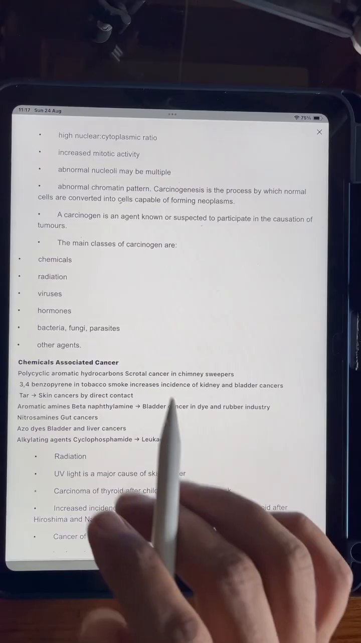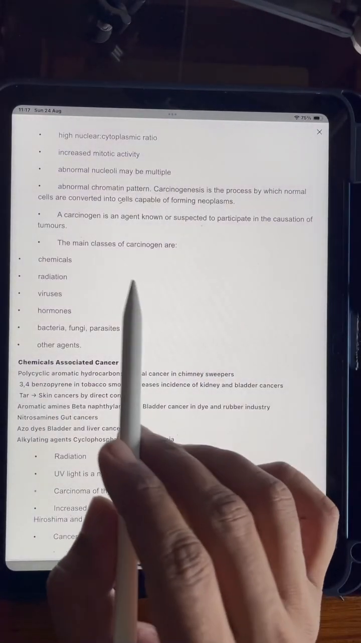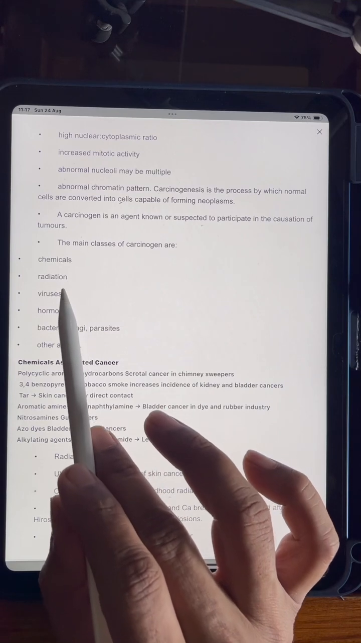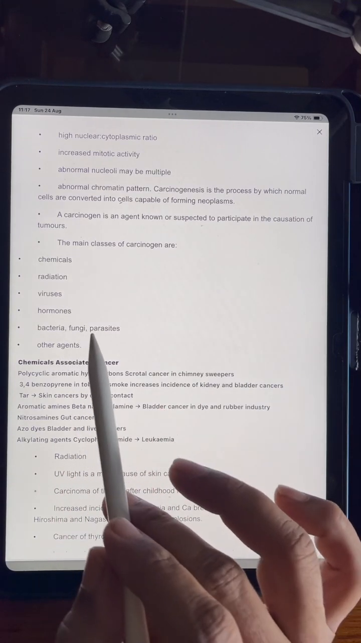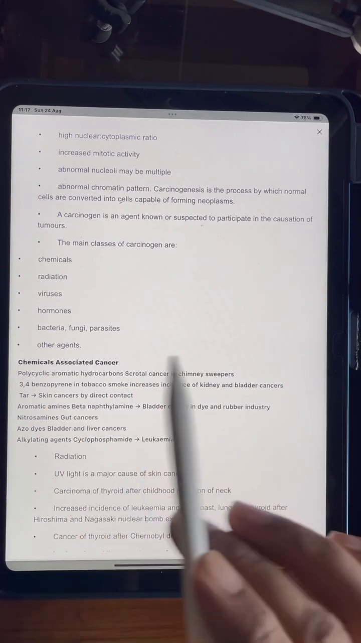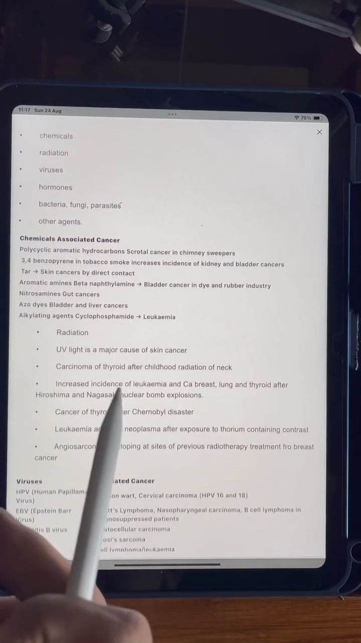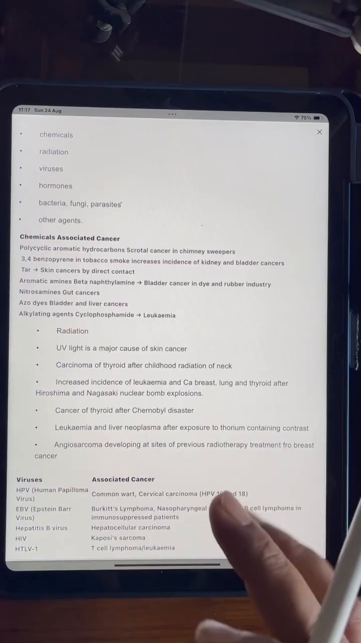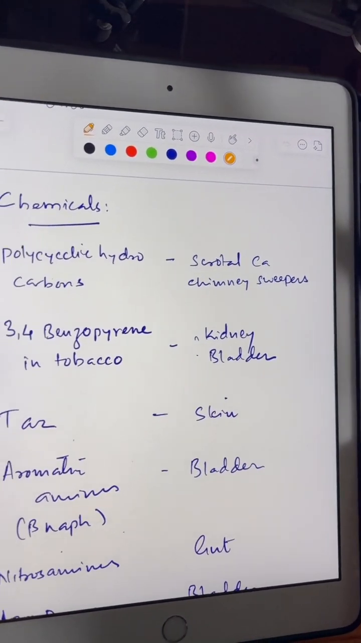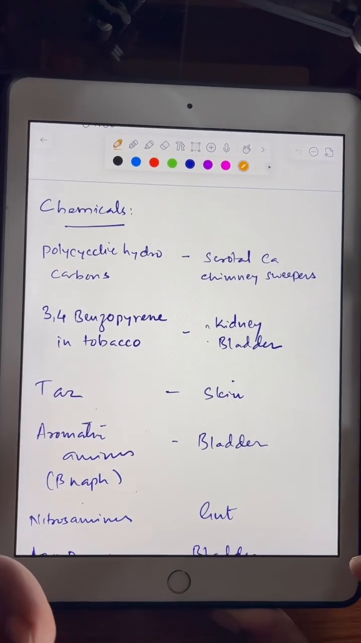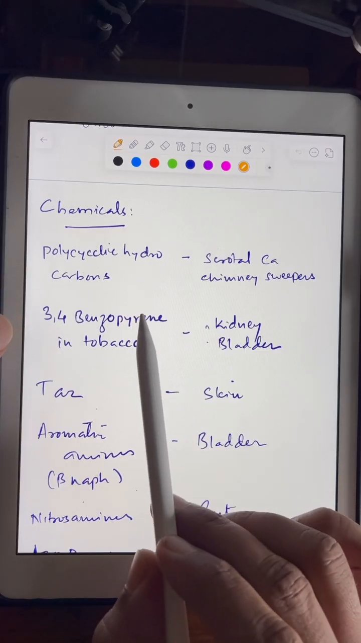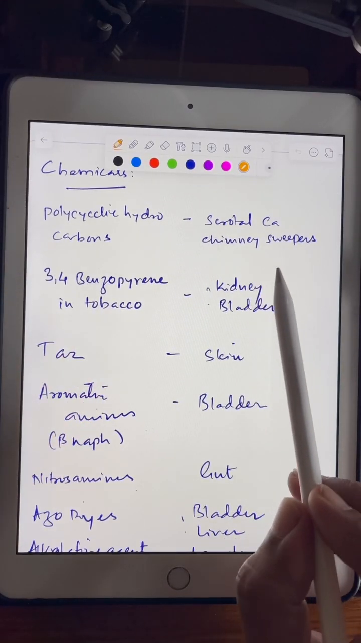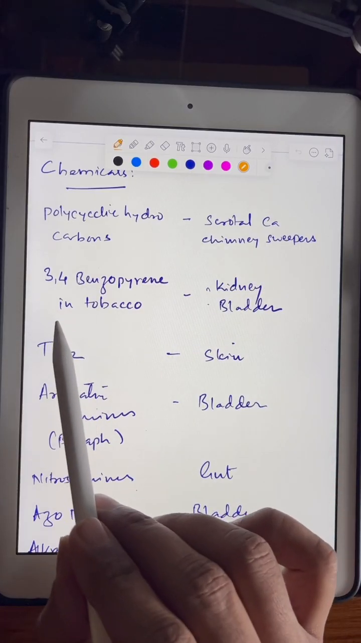Now the main causes of carcinogens. What are the classes of carcinogens? These can be chemical, radiation, viruses, hormones, bacteria, fungi, parasites. Now what are the chemicals that cause carcinogenesis? These are polycyclic hydrocarbons. They cause squamous carcinoma of the scrotum.